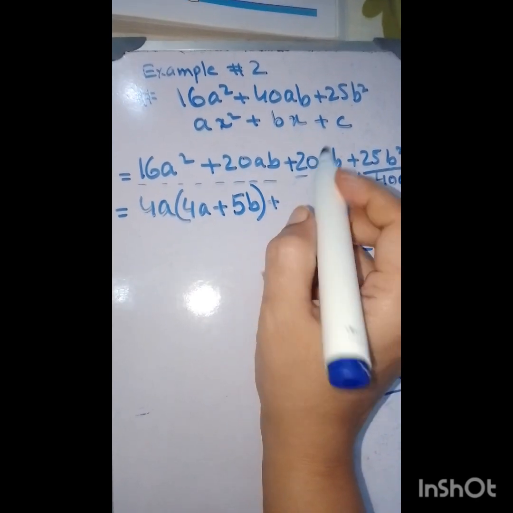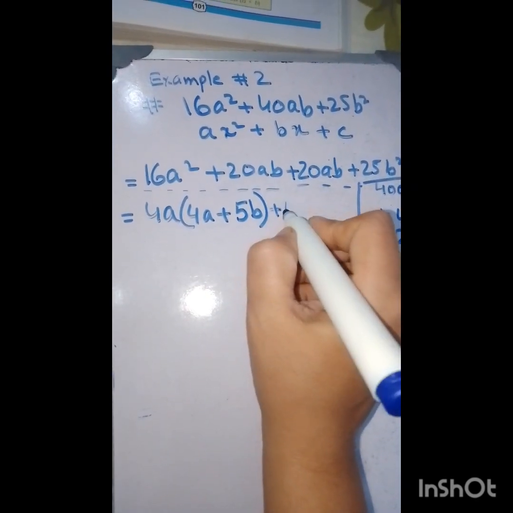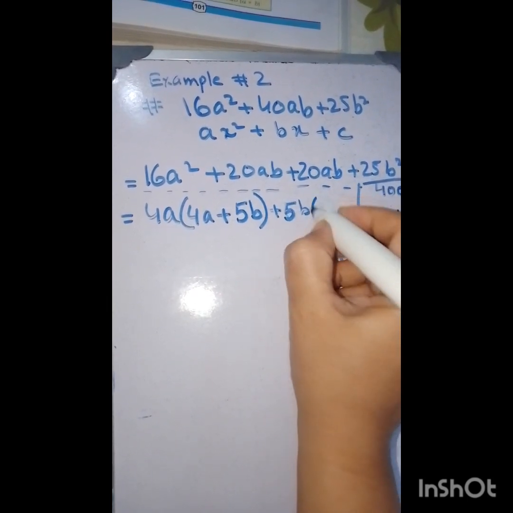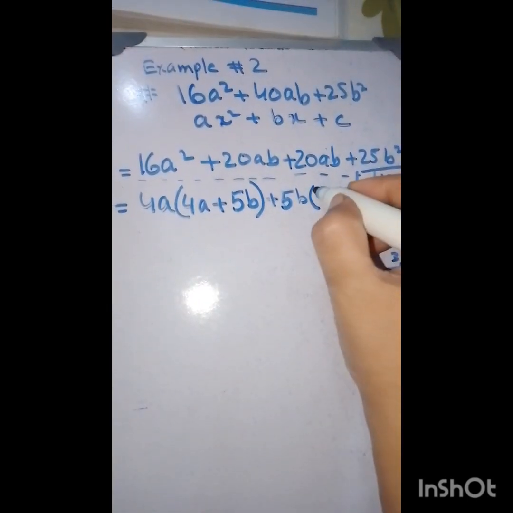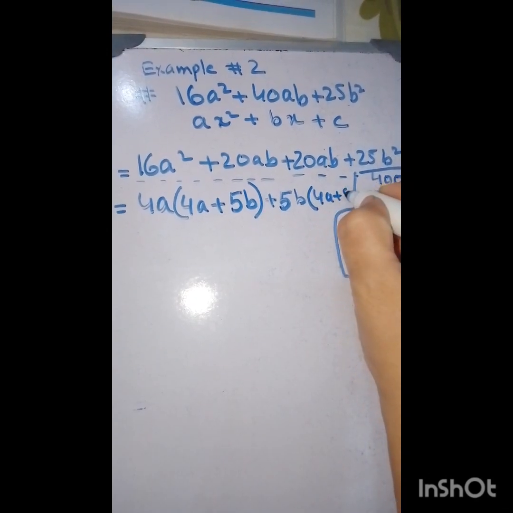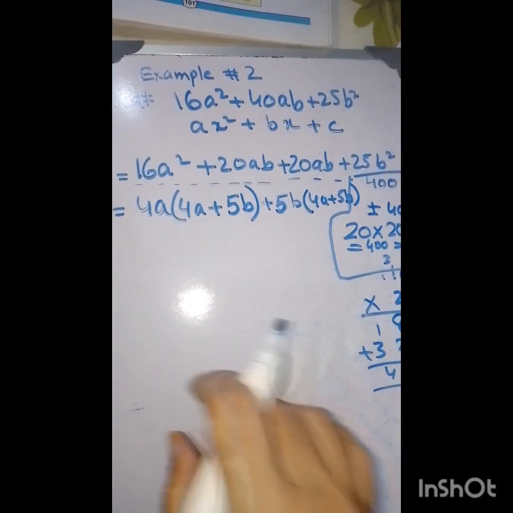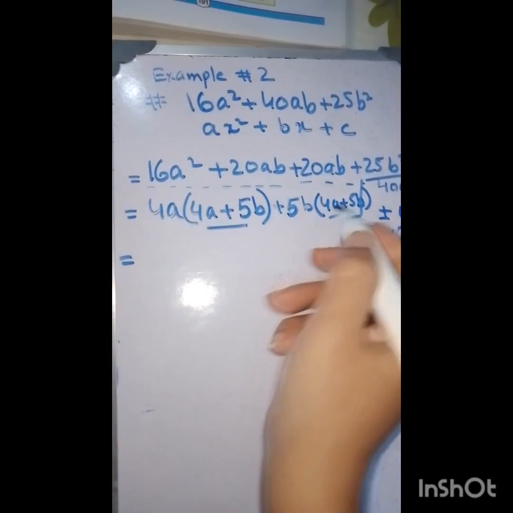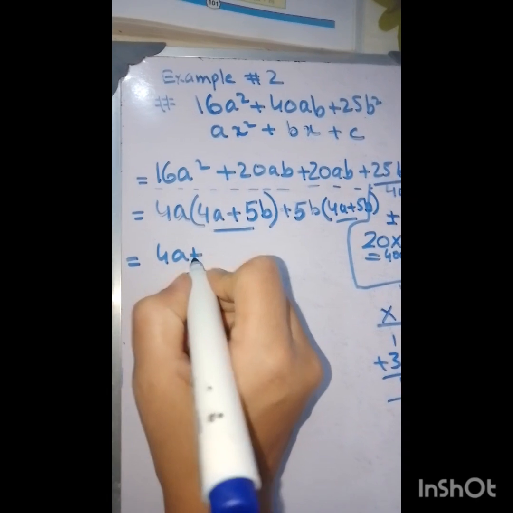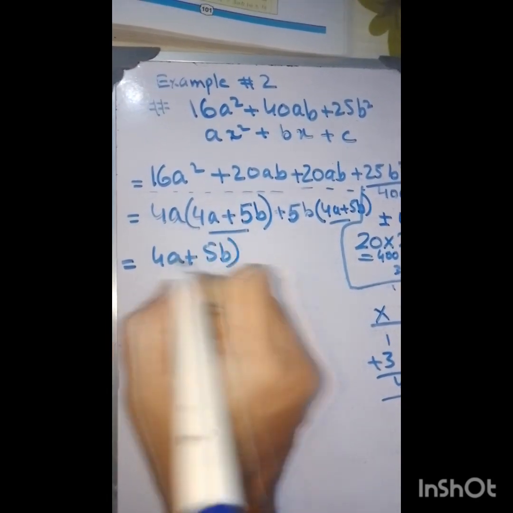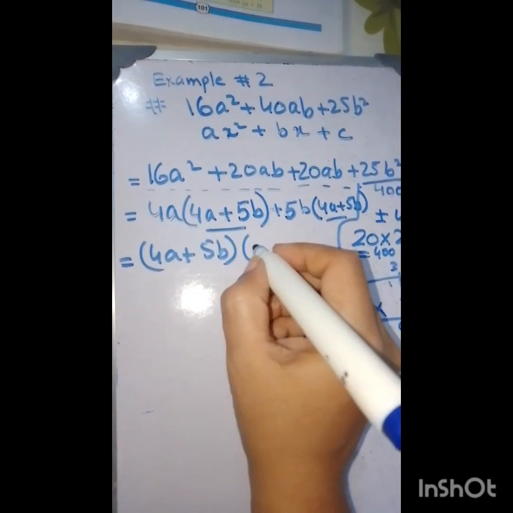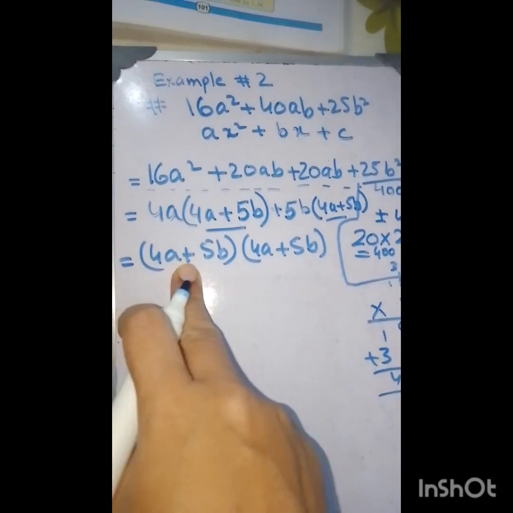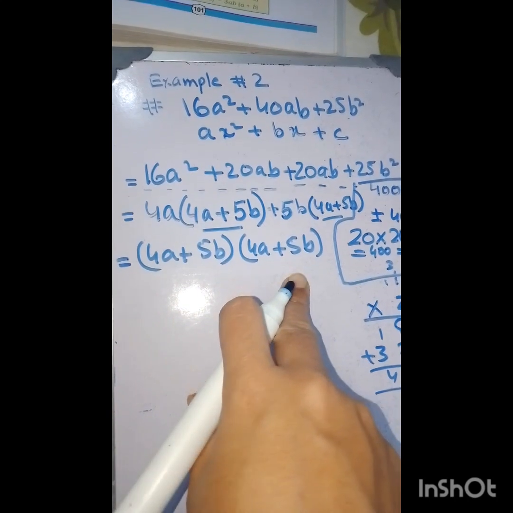Next, the common thing is 5b. So I will write 4a plus 5b. Okay, I write it over here again. These two factors are the same, so I will write 4a plus 5b, bracket 4a plus 5 of b. Again, coincidentally I got two of the brackets the same.